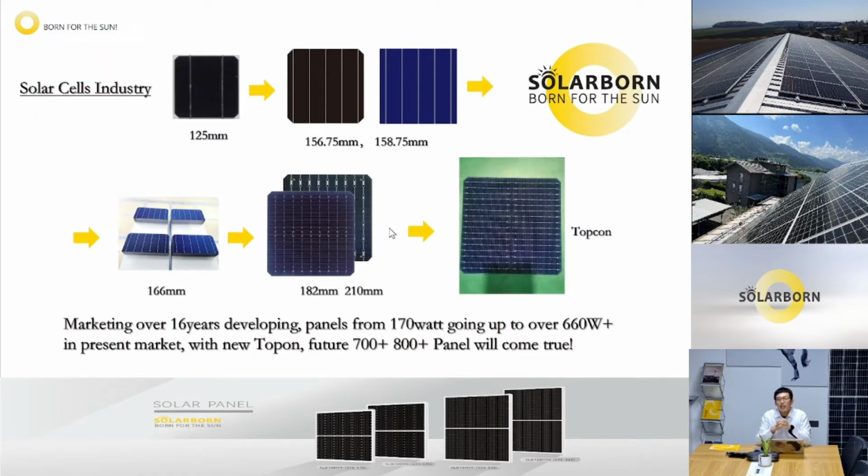For the solar cells industry, 10 years ago, the market mainly used the 125 millimeter and went to the 156 millimeter and 158 millimeter. Like 8 years ago, mainly customers would buy the 250, 300. That time, that kind was very popular with the full size solar cells. And then, these years, the market changed so big.